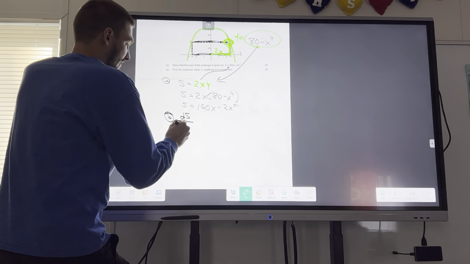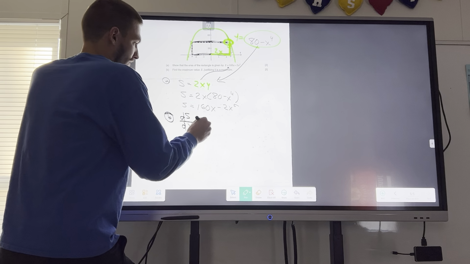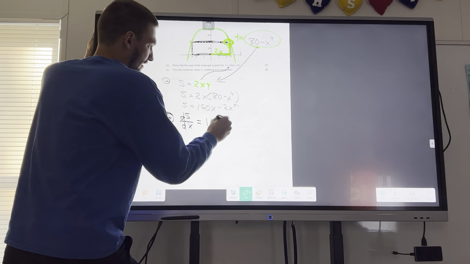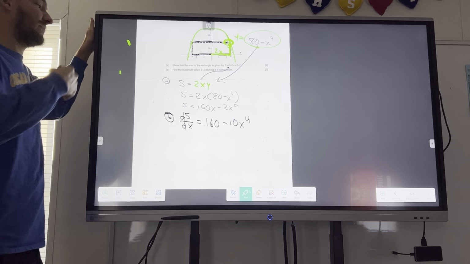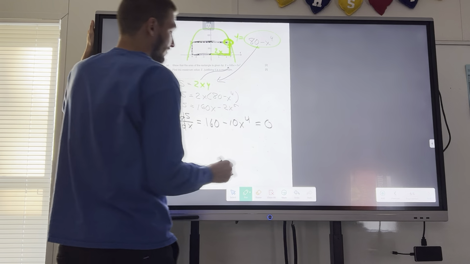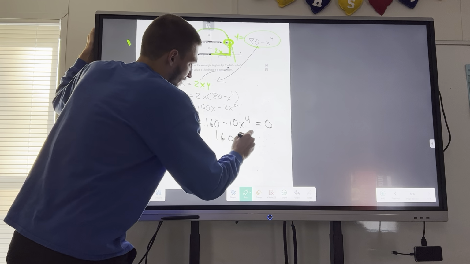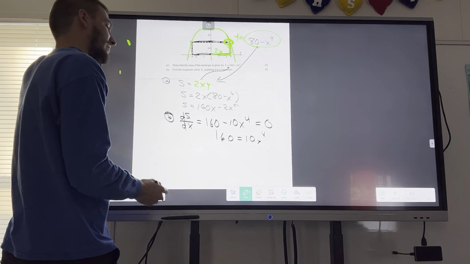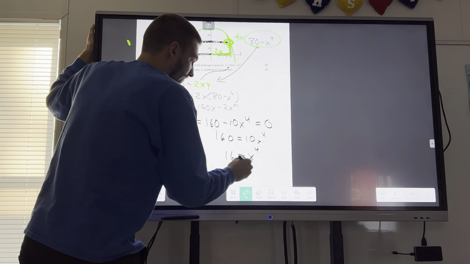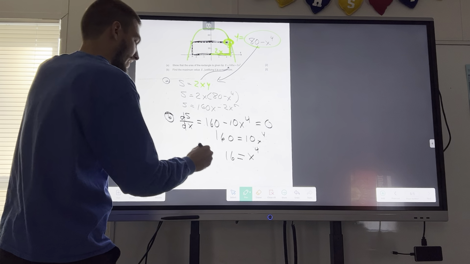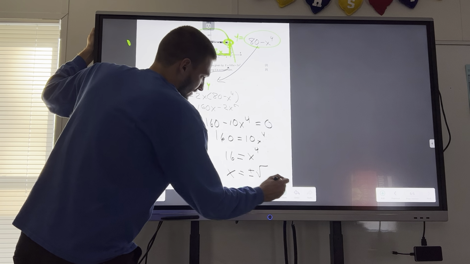We're going to do the derivative. The derivative of S with respect to, let's just keep it with x's, whatever. It doesn't really matter. 160 minus 10x to the power 4. That's a very easy derivative. Set that derivative equal to 0. 160 equals 10x to the power 4. Divide both sides by 10. Just 16 equals x to the power 4. Take the fourth root of both sides, and we get x equals positive or negative 2.